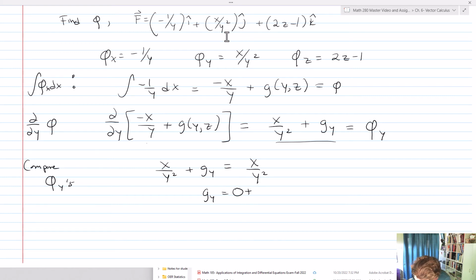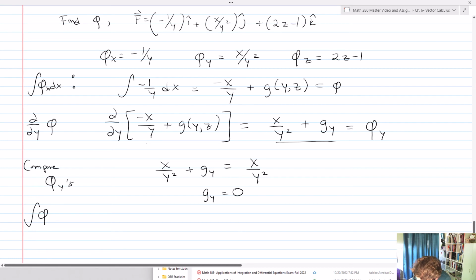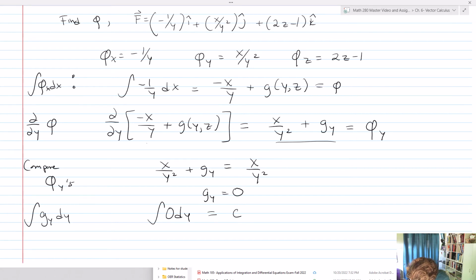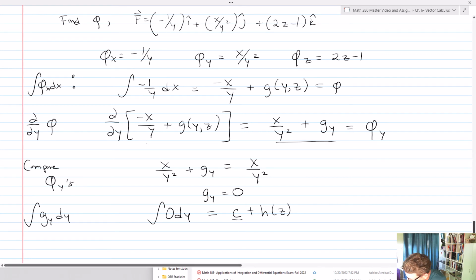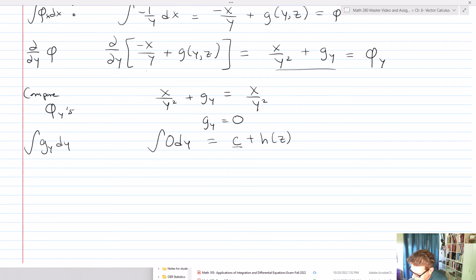So g of y ends up equaling 0. So now I'm going to integrate g of y with respect to y. So I get the integral of 0 dy, and that's going to end up equaling a constant, but it'll be plus h of z. So there's still a function of z that's left over there. Okay, so we've got the constant part. The constant part is going to be the thing that just has y's in it by itself. But then we also have our h of z.